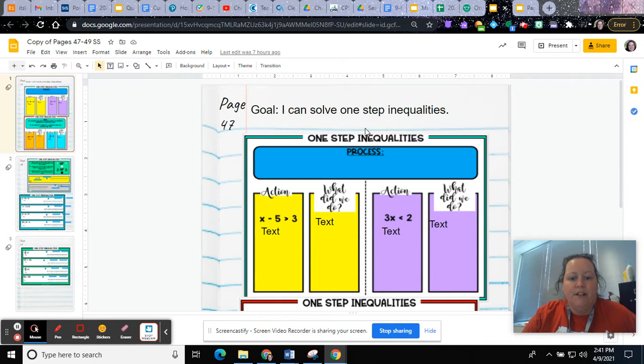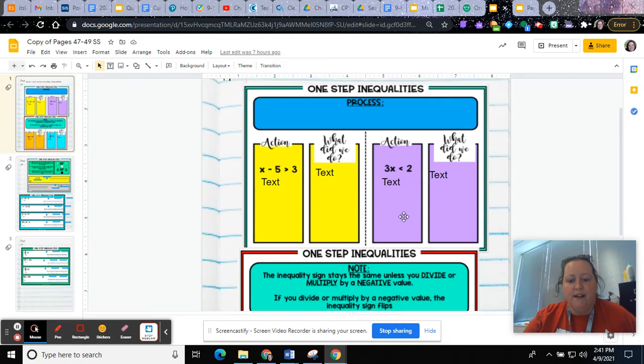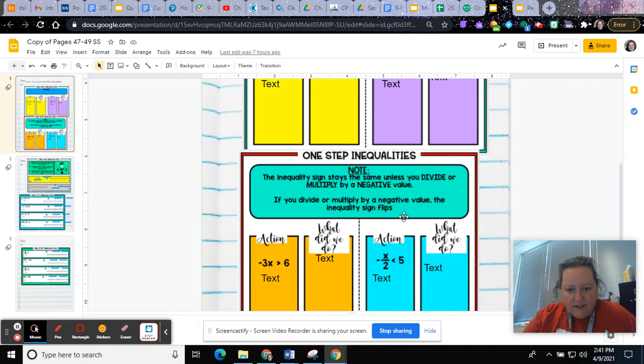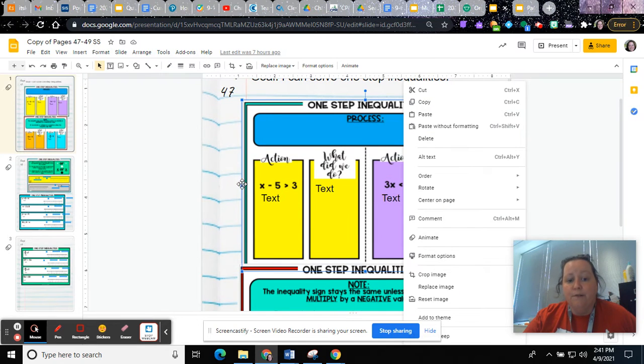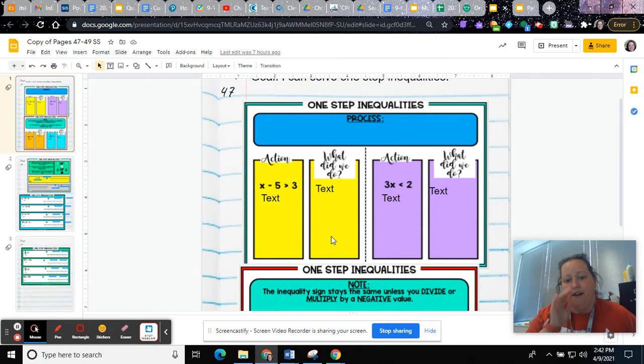Hi, today we're going to solve one-step inequalities. One-step inequalities are very much like equations, except instead of having an equal sign, you'll see, like this one has a greater than sign, this one has a less than sign, and then some of them will have a greater than or equal to sign or less than or equal to sign.